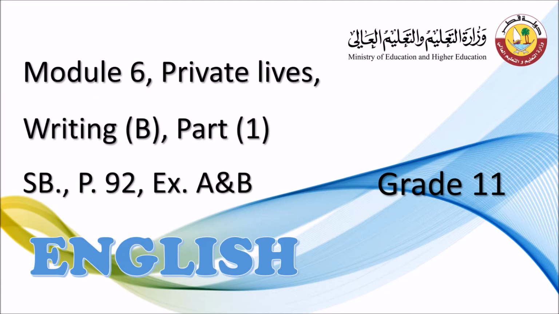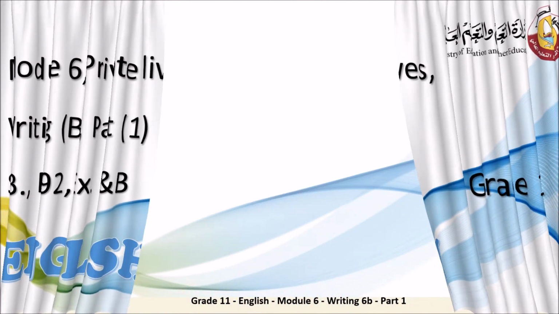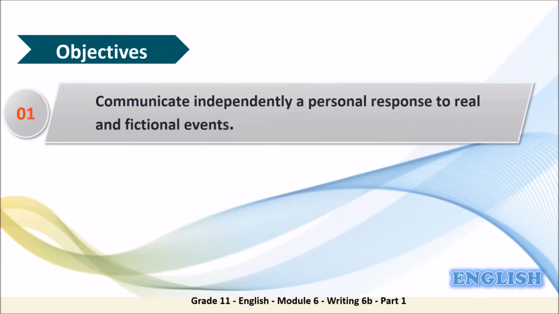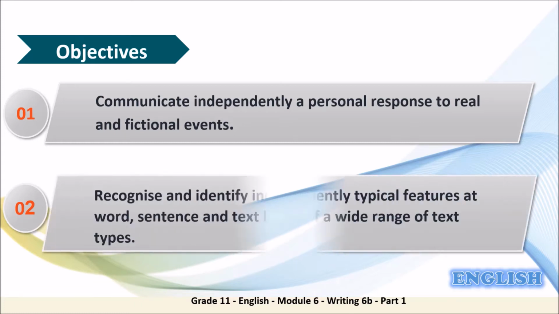Module 6, Private Lives, Writing B, Part 1, Students Book, page 92, Exercise A and B. The objectives. Number 1, covered in Exercise A: communicate independently a personal response to real and fictional events. Number 2, covered in Exercise B: recognize and identify independently typical features at word, sentence, and text levels of a wide range of text types.